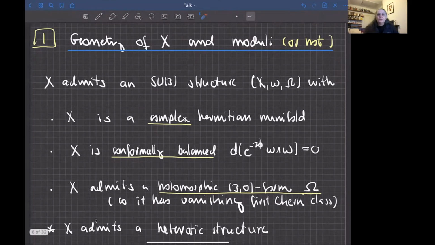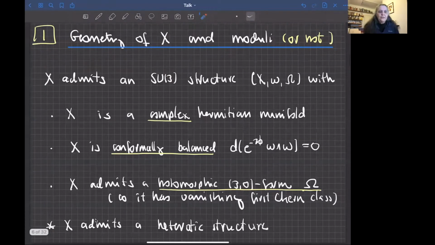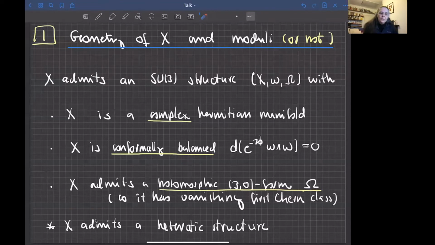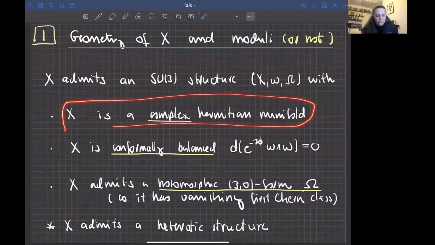So let's start with the geometry of X and its moduli, or maybe not, right? So for the Strominger-Hull system, what we want from X is that it admits a certain SU3 structure, but such that X is complex. So it has an integrable complex structure. Generic SU3 structures are about almost complex manifolds with vanishing first Chern class. So we are actually requiring that the complex structure is integrable.